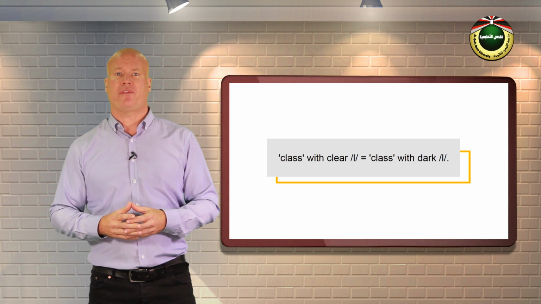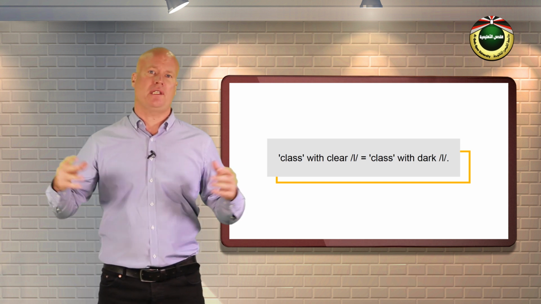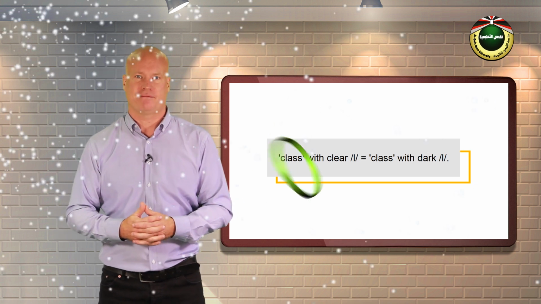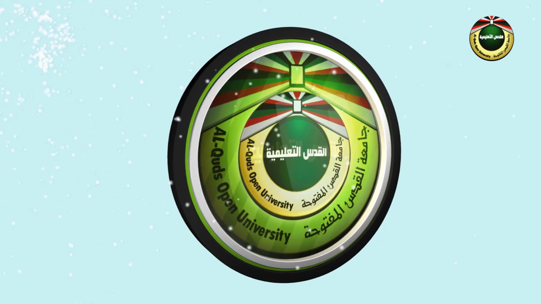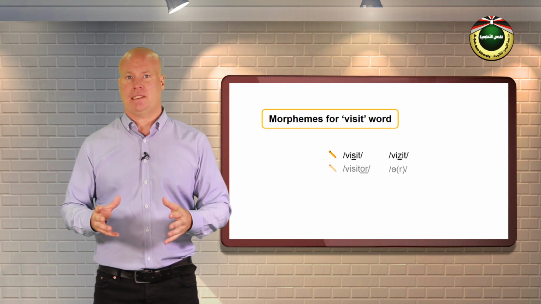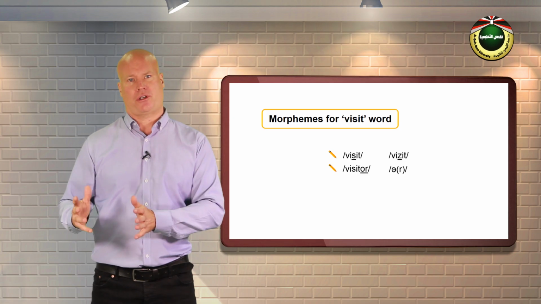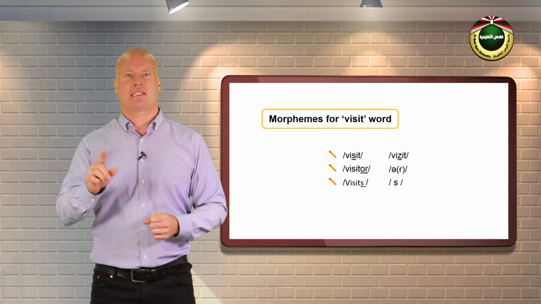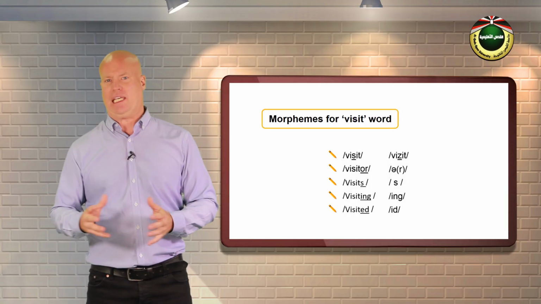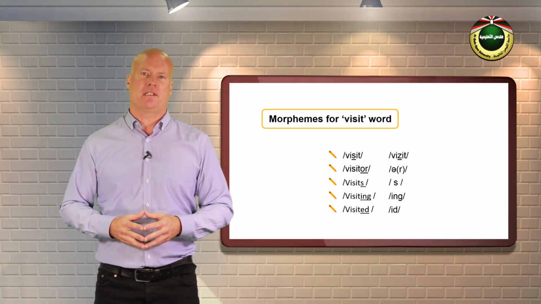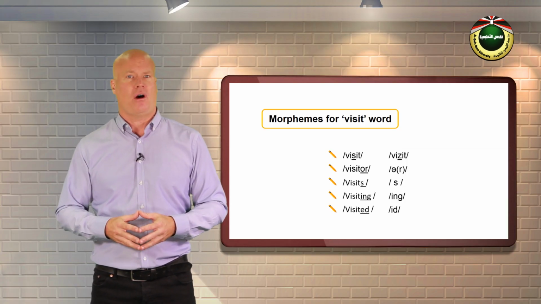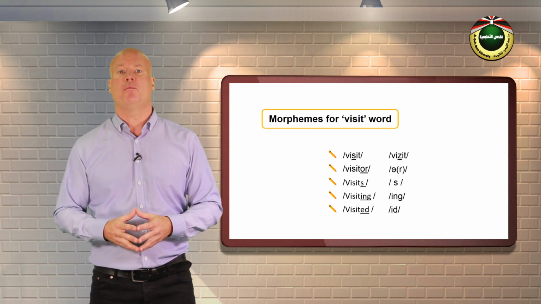The concept of morpheme in English: sounds are joined together to form syllables, and syllables are joined together to form words. The English word forms visit, visitor, visits, visiting, and visited. The word visit consists of two syllables, and there are other elements that can be added to the word visit. All these added elements are called morphemes.